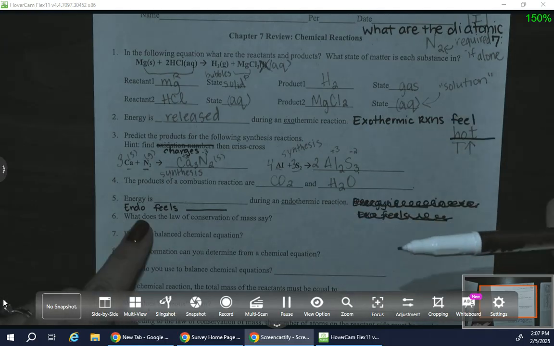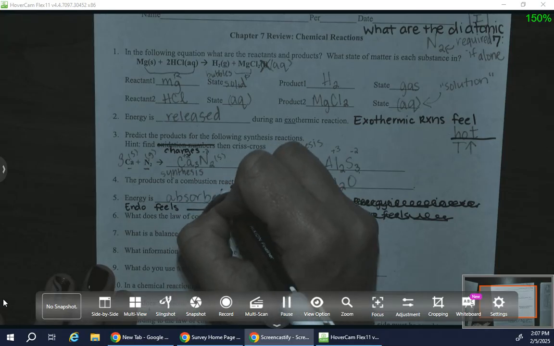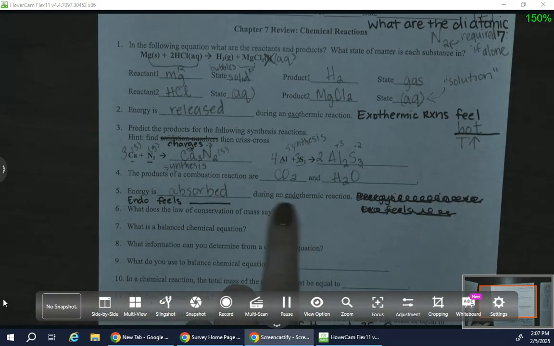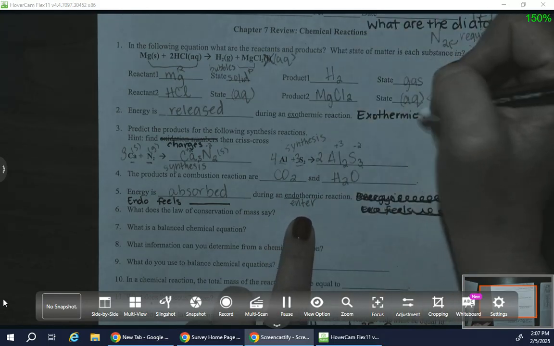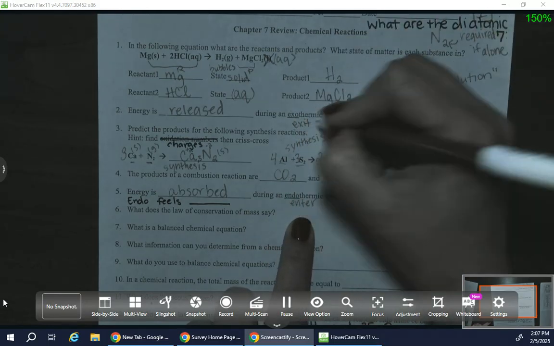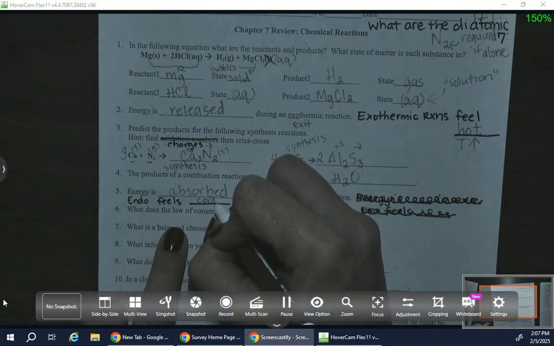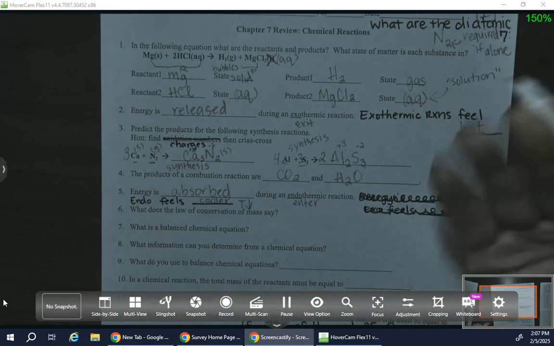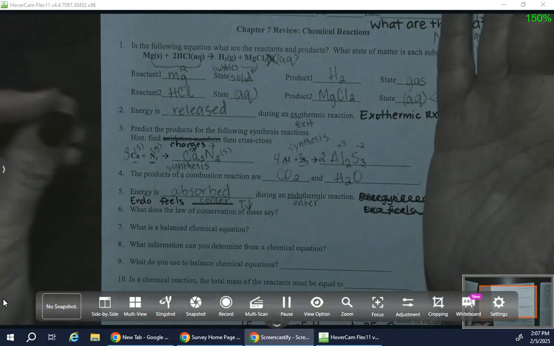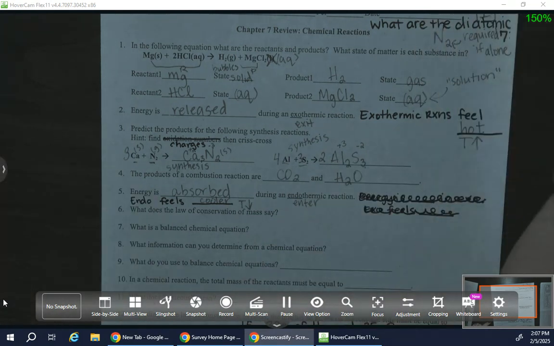All right, energy is absorbed during an endothermic reaction. Remember, endo, enter. Energy enters. Exo, exit. Right? Endothermic reactions feel cooler or cold. Temperature will decrease because it's absorbing energy from your hand, okay? And that causes it to feel cold on your hand, or absorbing energy from the thermometer, so temperature will drop.